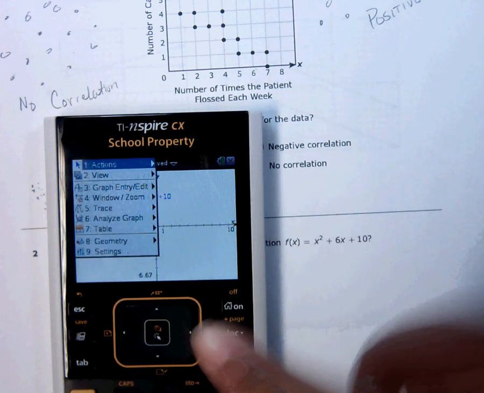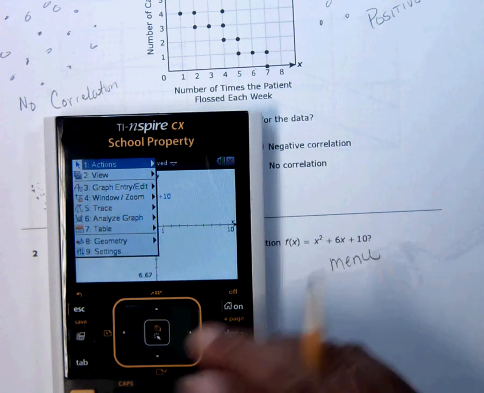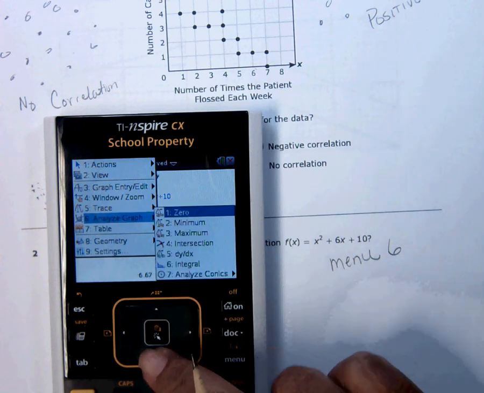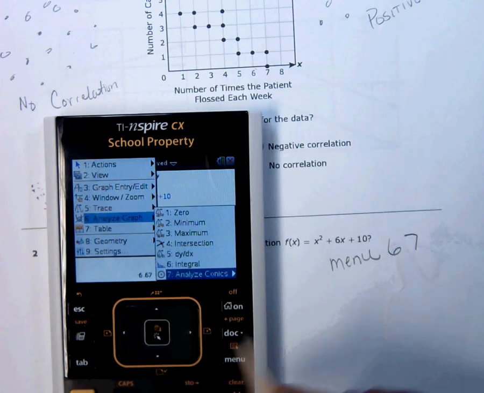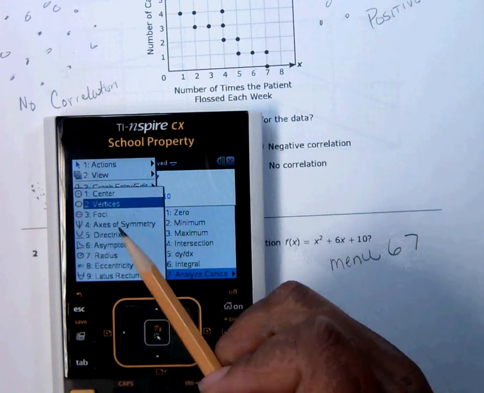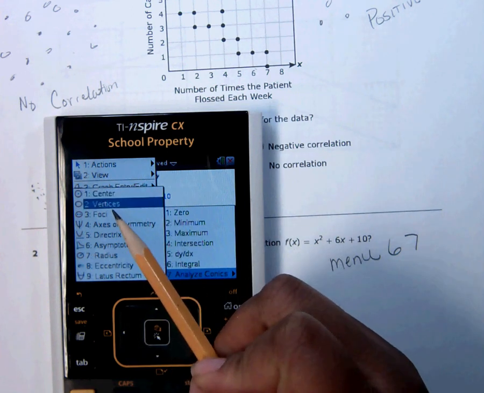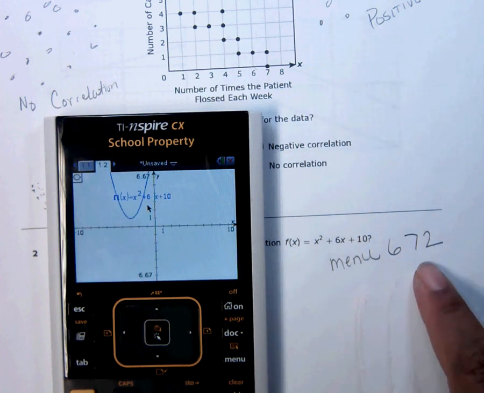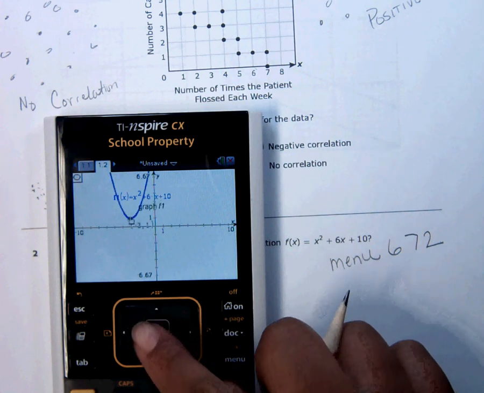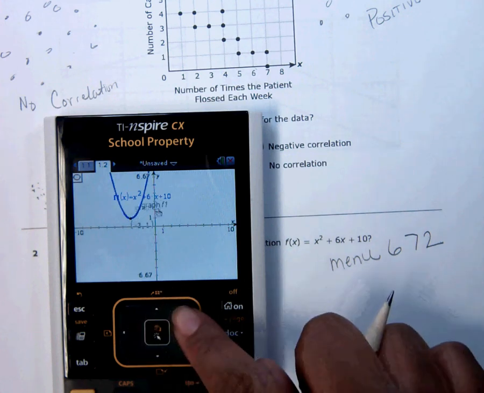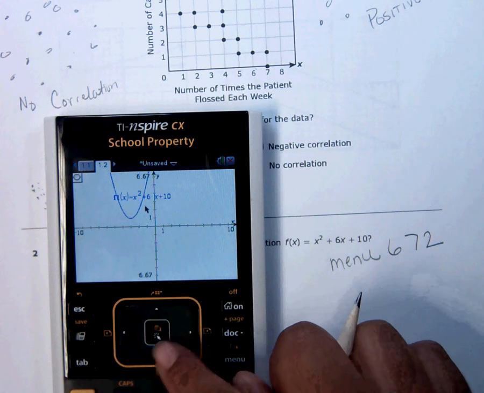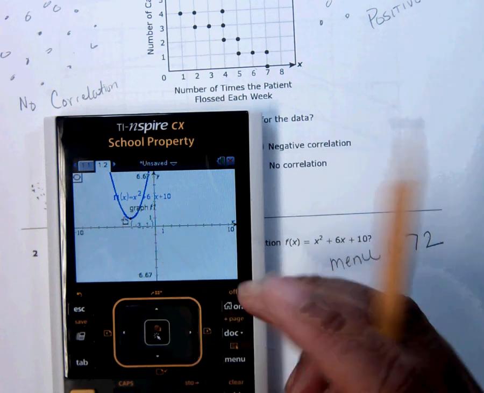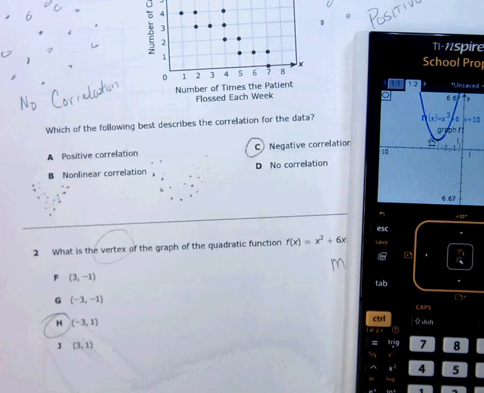Press the menu button, and we want to analyze the graph. So 6, and go down to 7, and then go down to vertices. That's where the vertex would be. So menu 6, 7, 2. And this is -3, 1. All I have to do is move the arrow to touch the graph. Make sure it's on top of it or touching it, and you'll see it -3, 1. -3, 1, there it is.